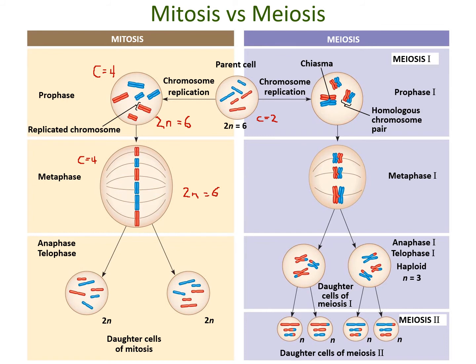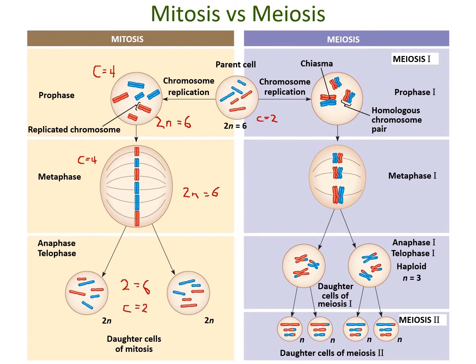And then the final stage here, we've got our cells splitting off from each other, and the chromatids have been pulled to opposite poles before that happened, of course. We've still got a value of 2n equals 6, but now our C value is back to 2.